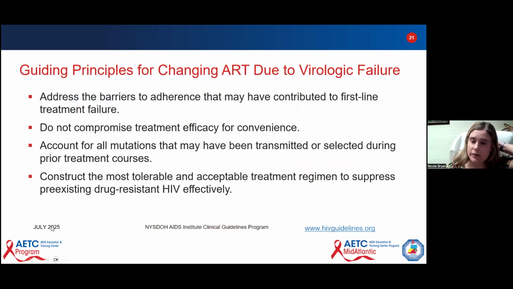So some of the guiding principles when we're changing treatment due to virologic failure. First, if the issue is adherence, we need to address barriers to adherence. If the issue is cost or changes in insurance, we need social workers to help us address that. And then we don't want to compromise efficacy for convenience. So if they need a more complicated regimen because they developed resistance, then we have to figure out a way to make that work. We definitely need to account for all mutations that could have been transmitted or selected during prior treatment courses, and then also try to construct the most tolerable and acceptable regimen in order to suppress that.